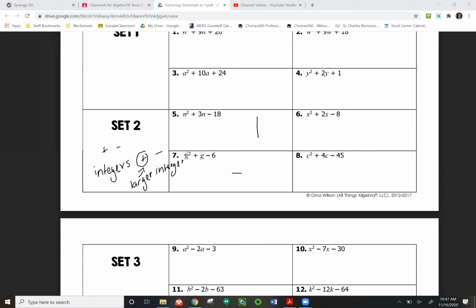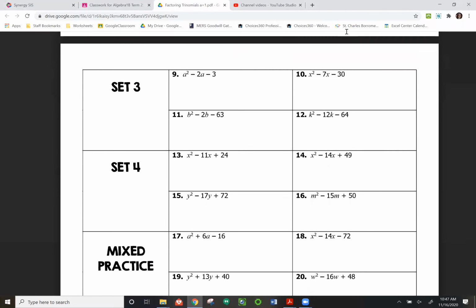So you can look at the examples that you did and see that. All right, so here my theme is that we have a minus and a minus. So what's going to happen?